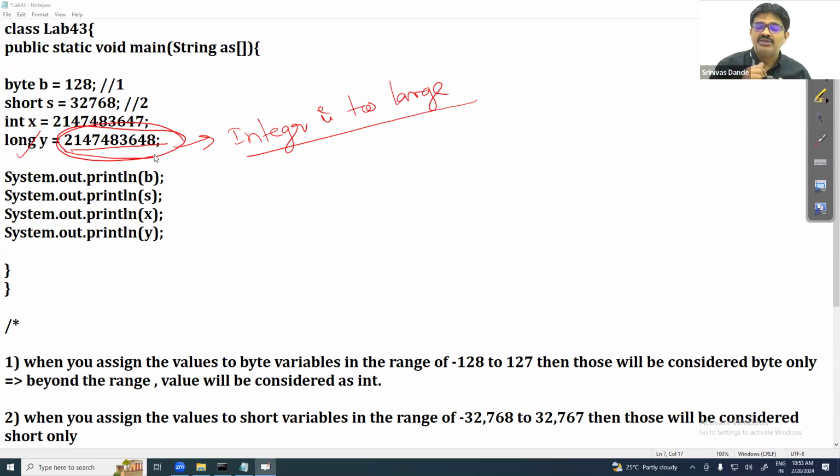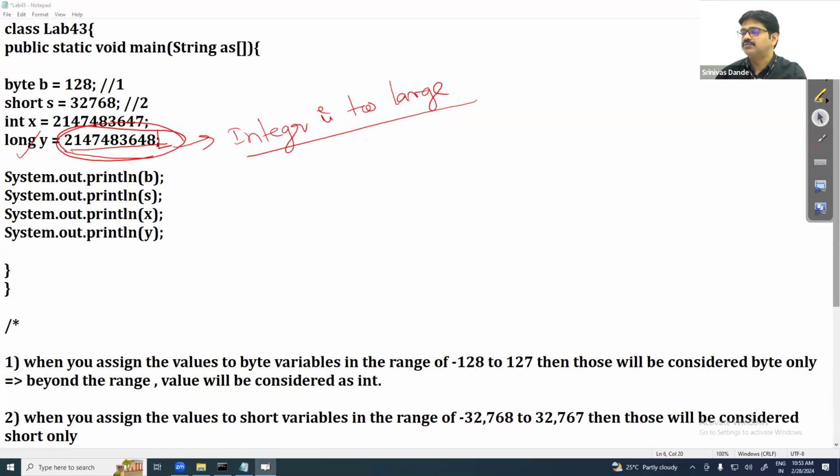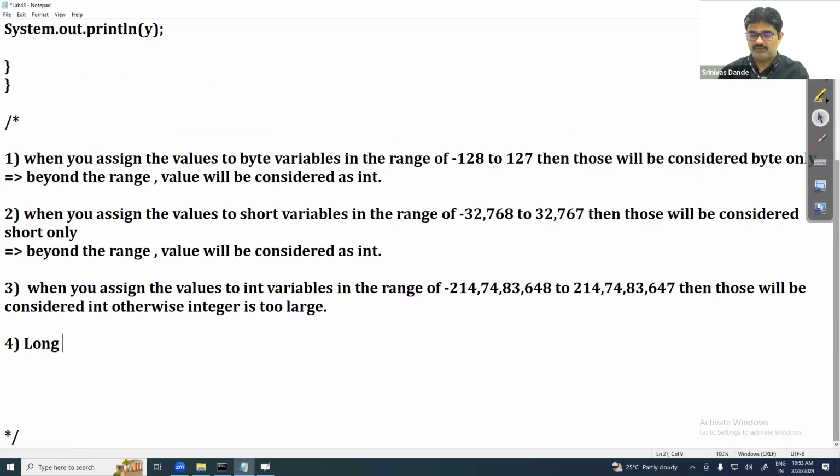How can I say that? You say that using L at the end. You write L as the last character. Then only it will be considered as a long value. So this is the third, the fourth. You need to write L as a suffix for long values. Then only it will be considered as a long. Otherwise, it will be considered as integer, which is out of integer range. We can't work it out.